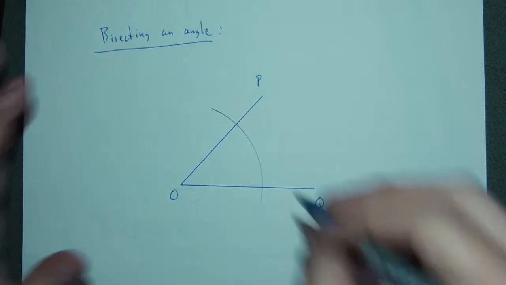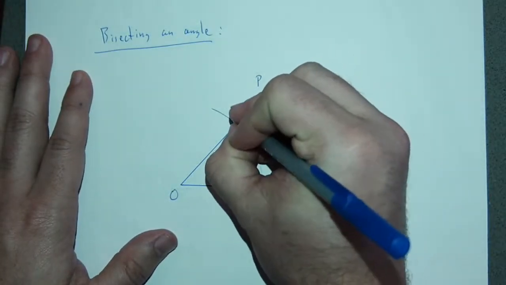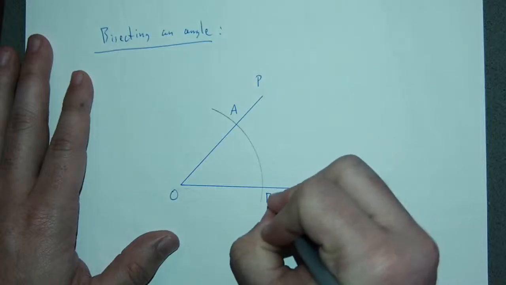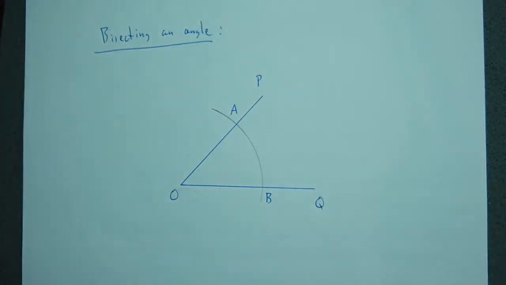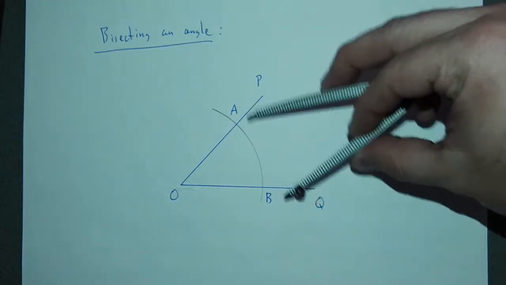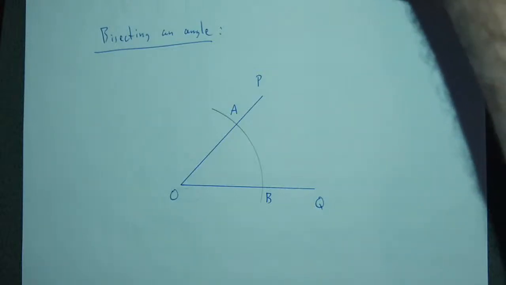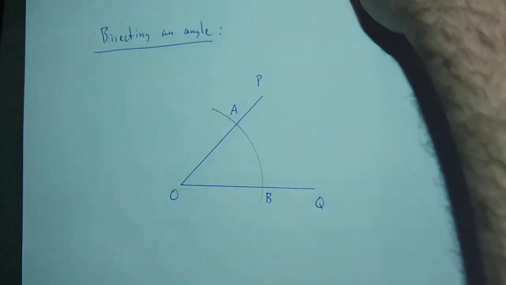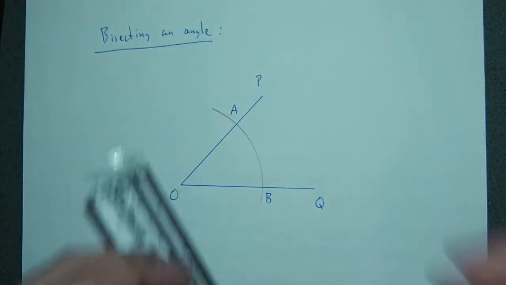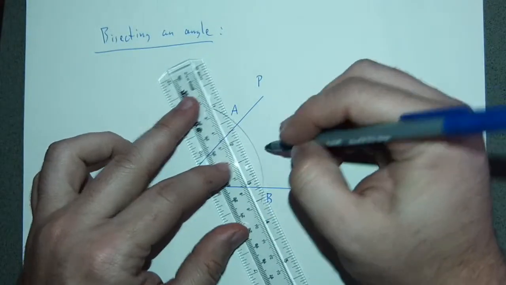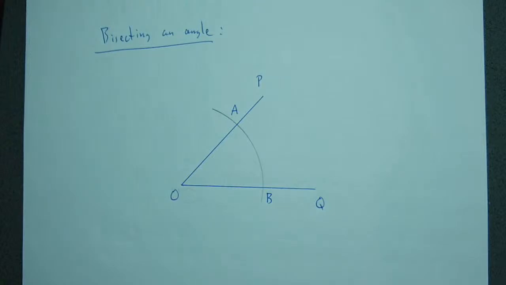So I label these two points A and B. Now, to see the similarity between this and bisecting a line segment, I could draw the line segment between A and B. I could actually draw that in if I wanted to, but I'm not going to do that just because it will make the diagram not as tidy. So rather than do that, I'm going to show you, without drawing in the line segment, what it is I do.